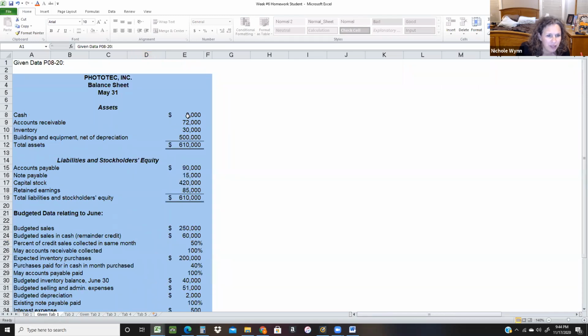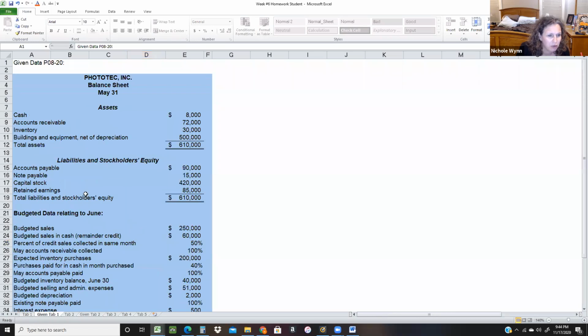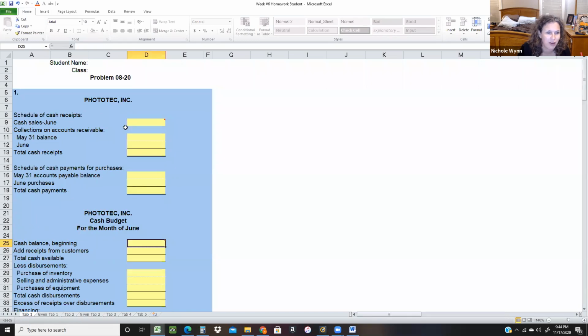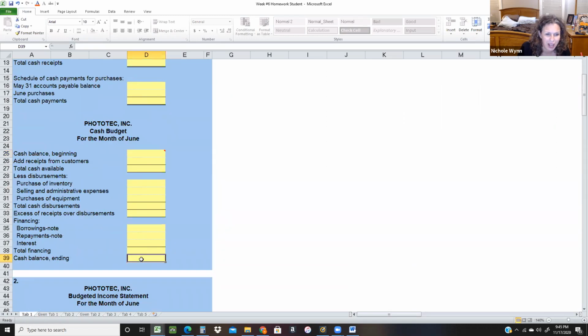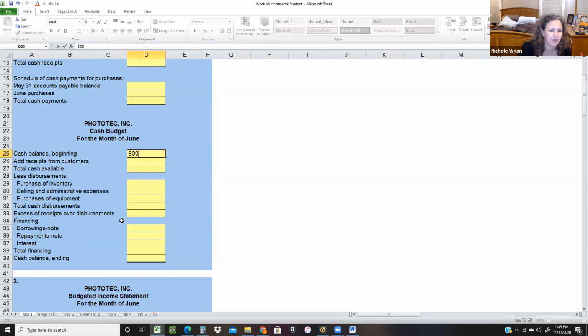The given tab says that we are going to start the month with cash of $8,000. So on May 31, I have cash of 8,000. I am trying to figure out how much cash I will have at the end of June. Remember, I think last time I might have told you that that number is actually 7,500, just to give you something to shoot for. So my cash balance at the beginning is $8,000, and I'm going to put 8,000 in here.